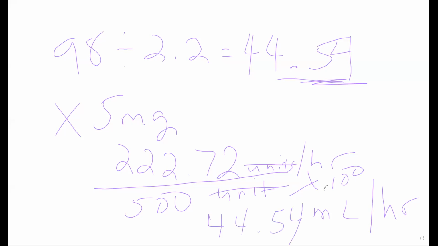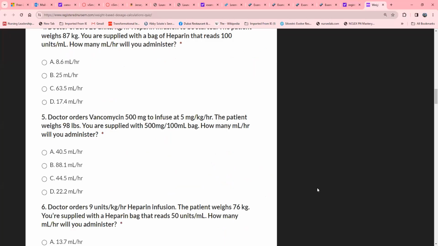44.54. Hey, that answer up there? Yes. Okay, anybody have a problem with that one? No. Only use what you need from the question. So if you use that 500 milligrams where it says doctor orders Vanco 500 milligrams, you didn't need that. That wasn't part of your solution. So if you got mixed up because you used that, you have to understand why you don't need that.